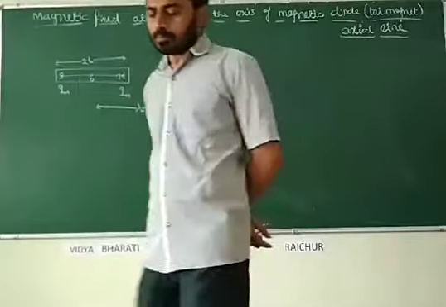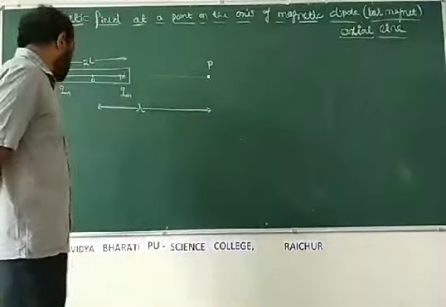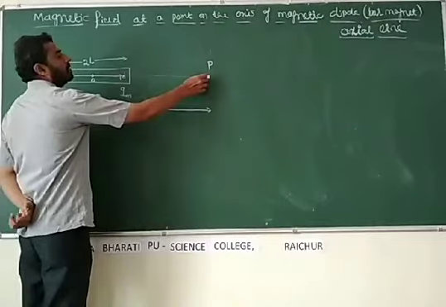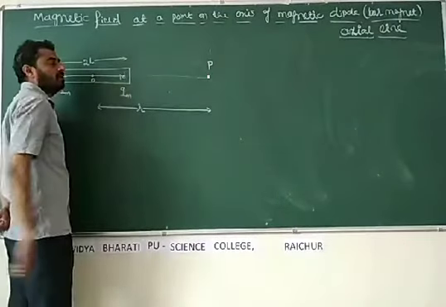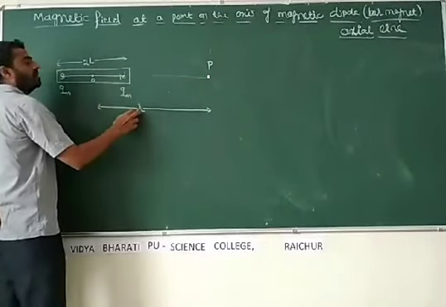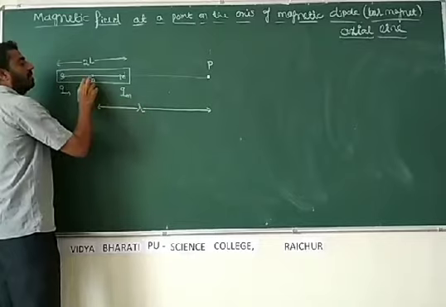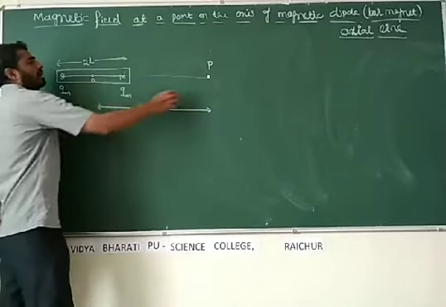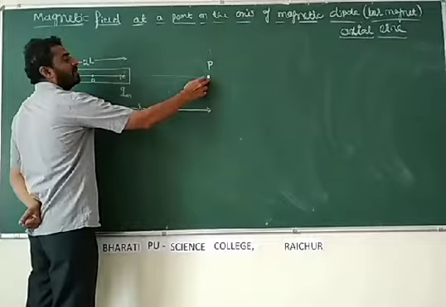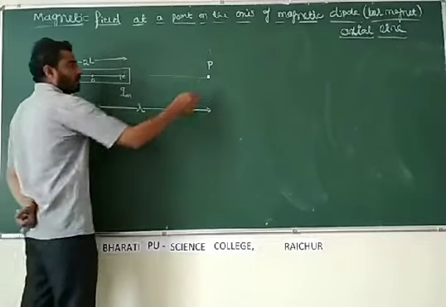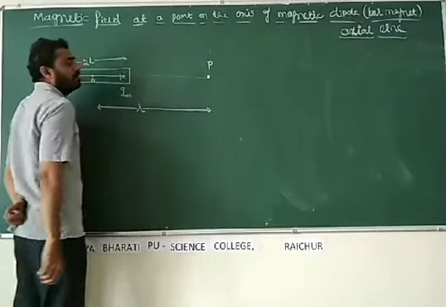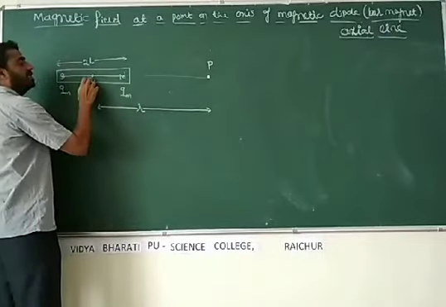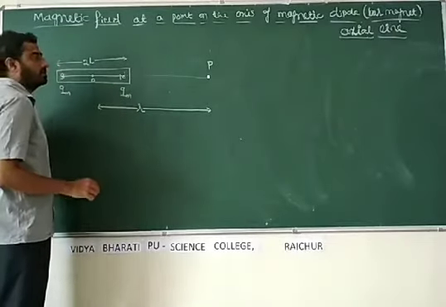Here also, if suppose this point P is the point which is considered at a distance r from where? From the center of the dipole, and at this point I want to know the magnetic field intensity. At this point I need to find the magnetic field intensity which is at a distance r from the center of the magnet.